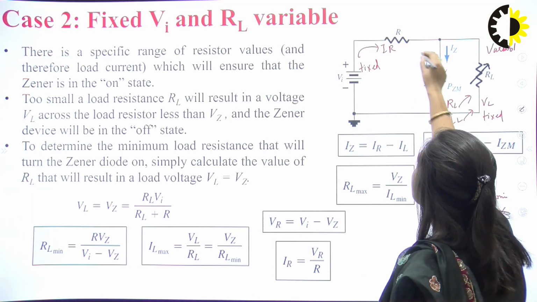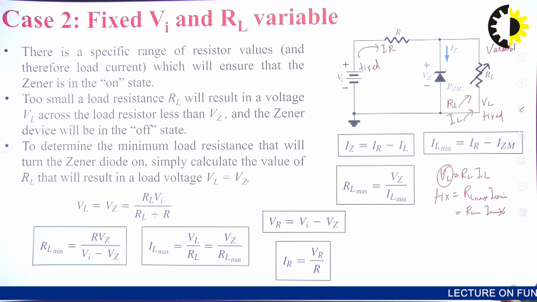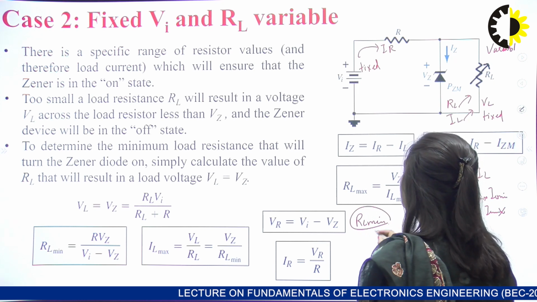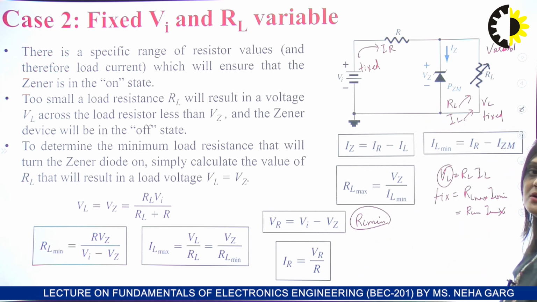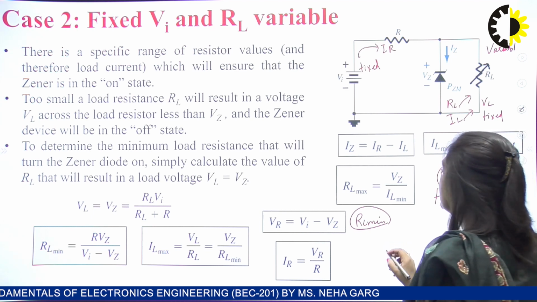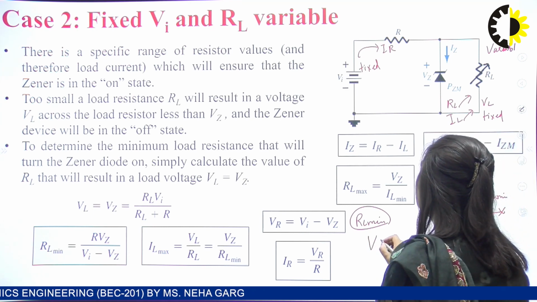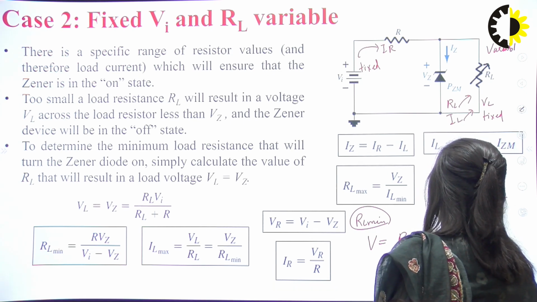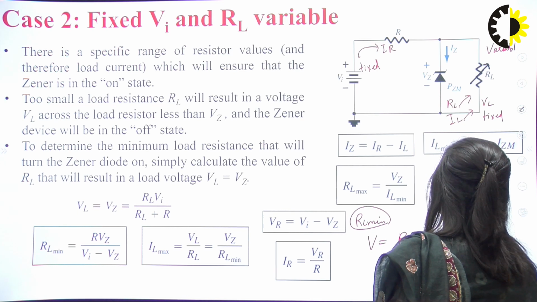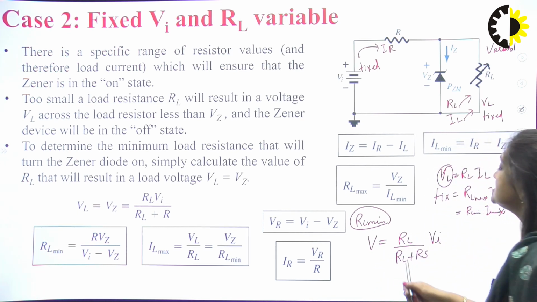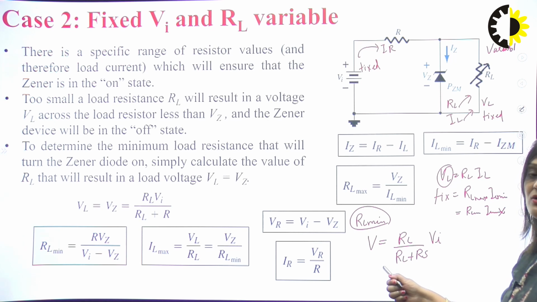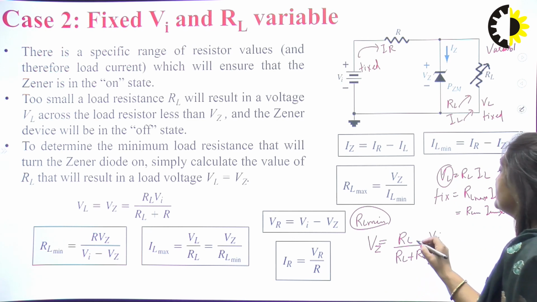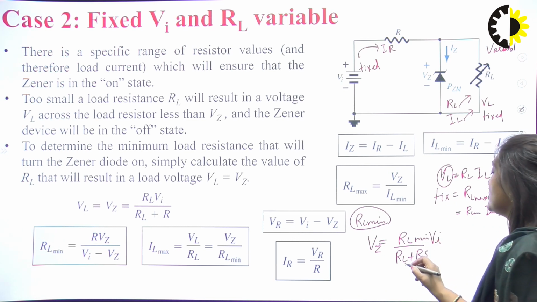Okay, so we can find the value. Now we can find the minimum value of the resistance RL minimum, which is required so that the diode may become in the breakdown region. We know that the voltage across the diode is equal to RL upon RL plus RS multiplied by VI. This voltage must be equal to Vz or greater than Vz. If it is equal to Vz, in that case the minimum value of resistance will be required.